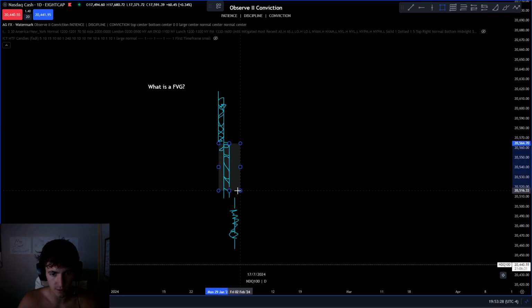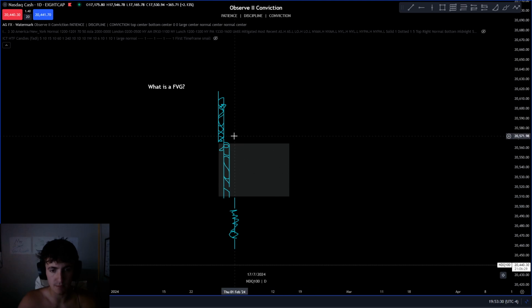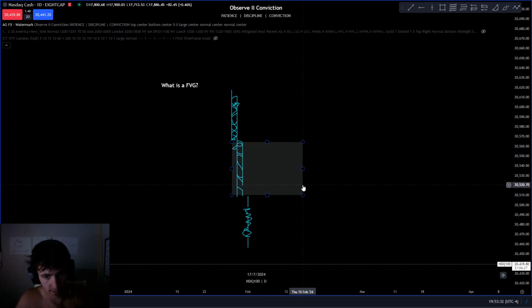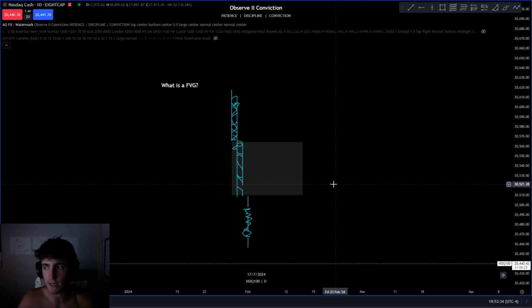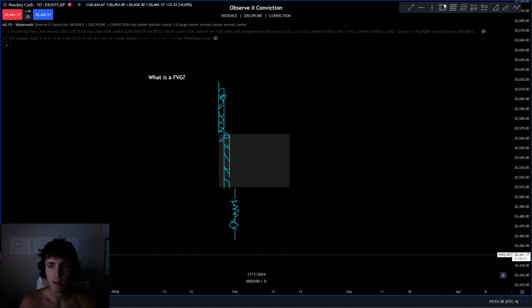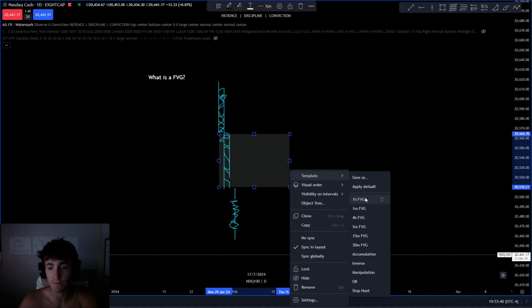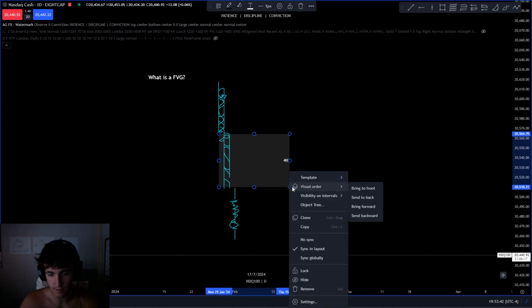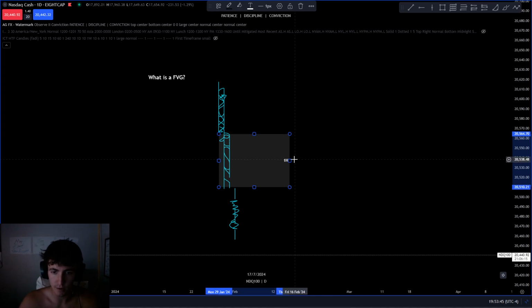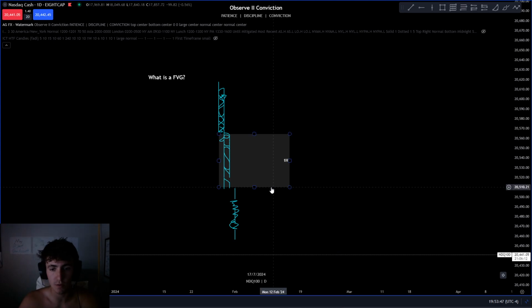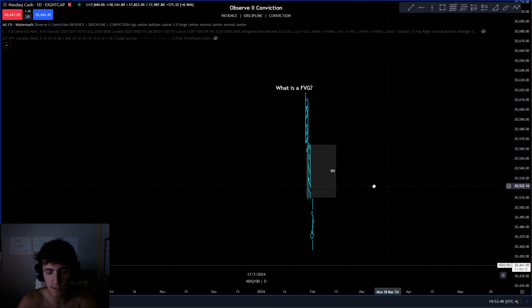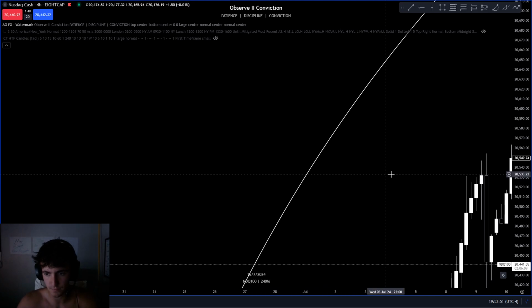Now, from here to here is going to be your imbalance. These imbalances form on any time frame. Essentially, it's where price is not balanced, where orders have not been filled. They can be on the 4-hour, 1 hour, 15 minute, or even the 1 minute, and you can use these anyway. I'll show you a lot of examples.